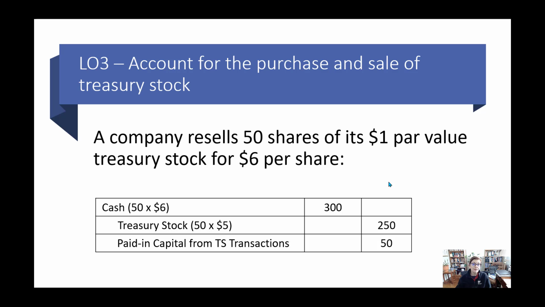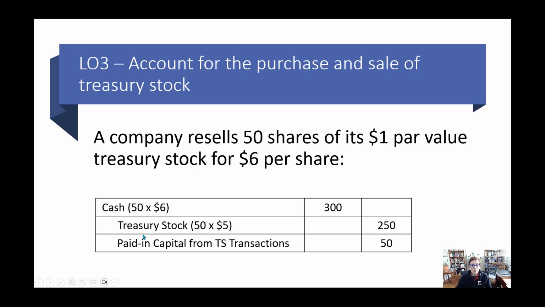Now let's say the company reissues those shares. So it's going to issue those shares again. And this might look similar to the common stock that we looked at before. So the company is reselling 50 shares of its $1 par value treasury stock for $6 per share. Now, be careful here. The cash is how much they're selling it for, right? They're receiving cash of $6 per share. So they're receiving cash of $300.